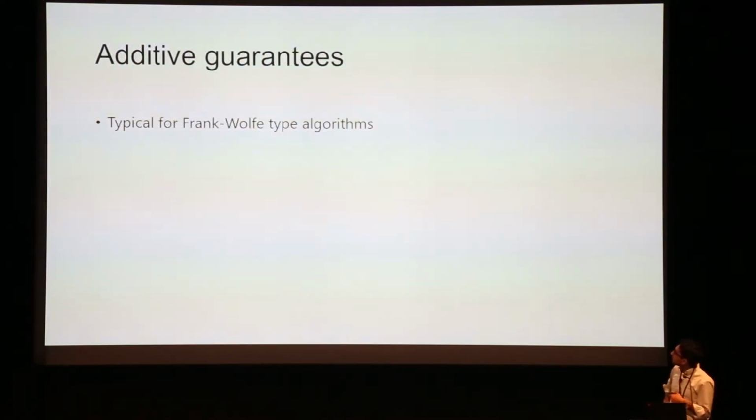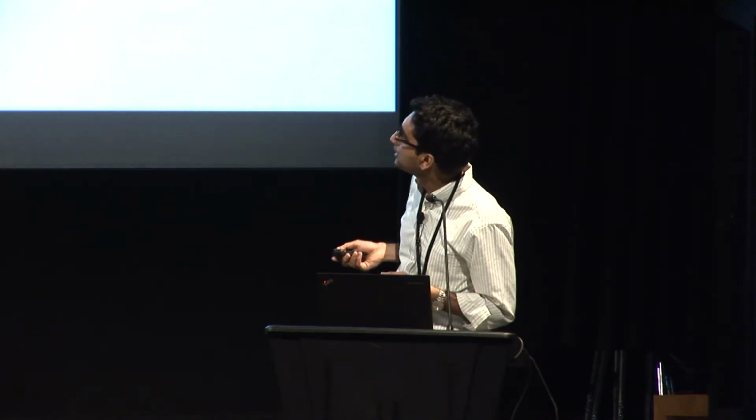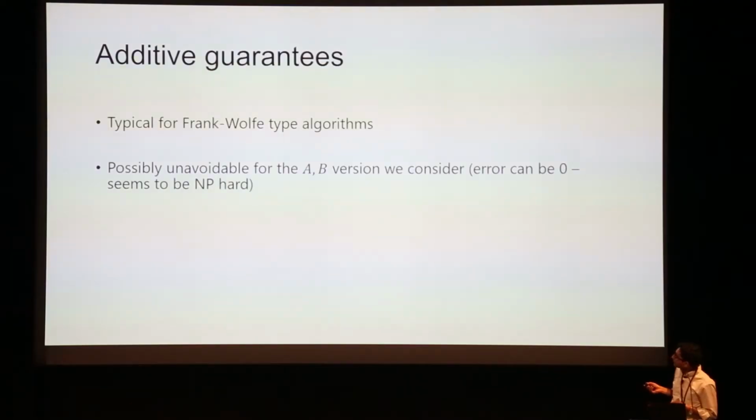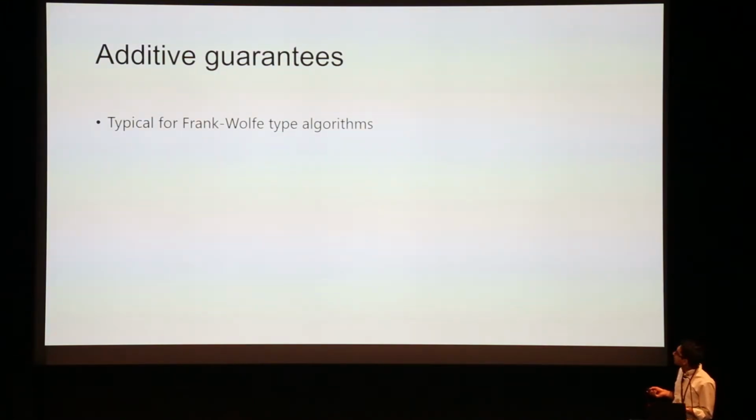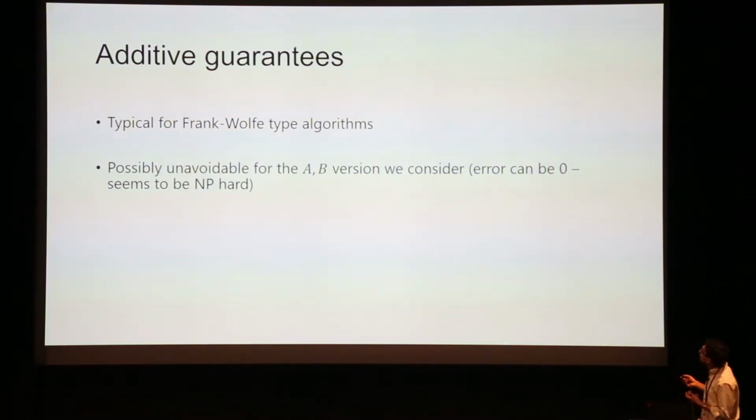But one thing to note about additive guarantees is that they are typical in most Frank-Wolfe type algorithms. Given the kind of algorithm we are using, it's no surprise that these additive errors show up. Also, this is probably unavoidable for the case when A and B are arbitrary, because we are trying to approximate columns of B using columns of A, and even the case when the error is 0 is probably NP-hard. We haven't shown it formally, but I think this follows from some known results on hardness of sparse recovery in particular. So this is potentially unavoidable.